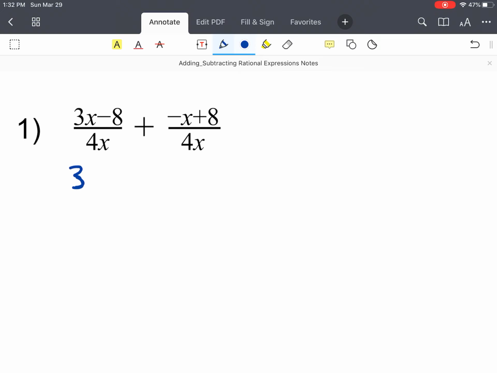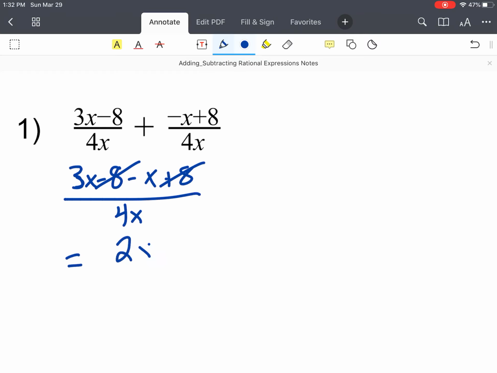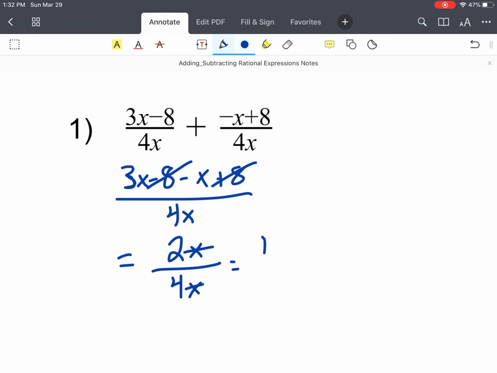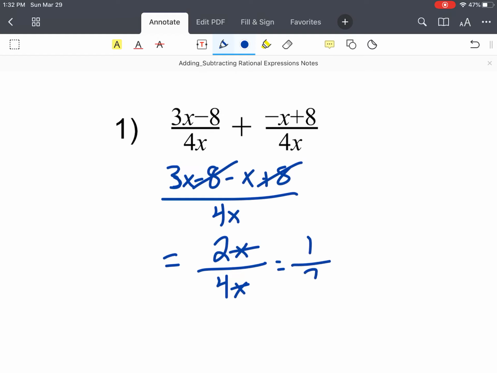So this is going to be 3x minus 8 minus x plus 8 all over 4x, because when you add fractions, you just add their numerators. Okay, so I have a negative 8 and a positive 8. 3x minus x is 2x. So this is 2x over 4x. All right. Now this simplifies. The x's drop. And 2/4 is just 1/2.